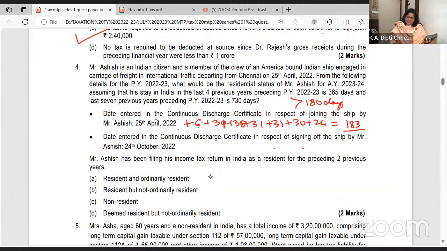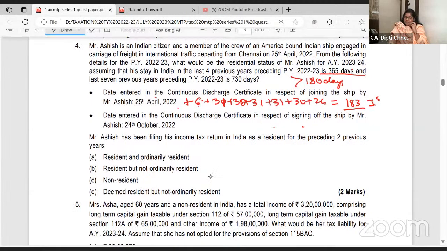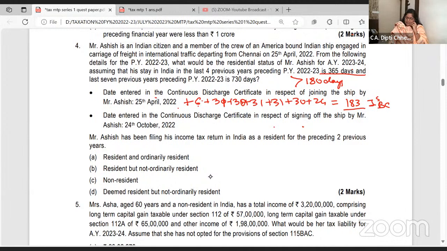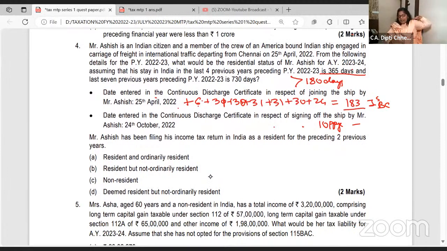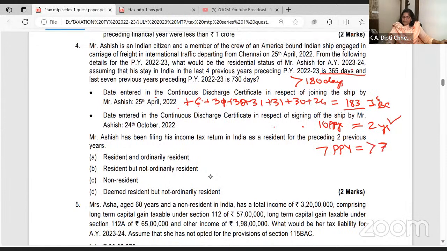Assuming his stay in India for the last 4 years is 365 days. Oh, in the last 4 years he was in India, a full 365 days. So what are the additional conditions? He has satisfied the first basic condition. Now, what are the additional conditions? Of the last 10 preceding previous years, he should be resident in India for 2 years. Yes, 365 days for 4 years, so he would be resident for 2 years. And in the last 7 preceding previous years, he should be in India for more than 730 days. 365 into 4, 1460 days he was in India. So the answer is Ashish is resident and ordinarily resident.